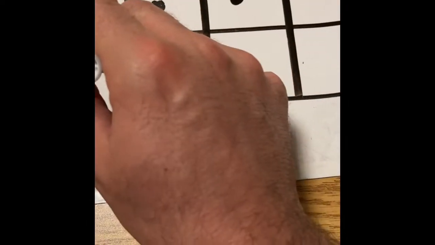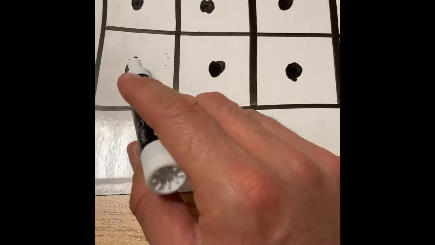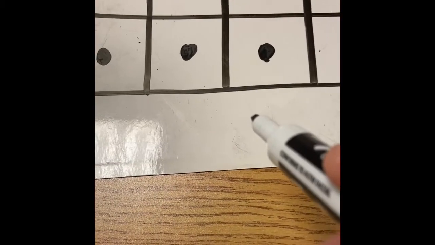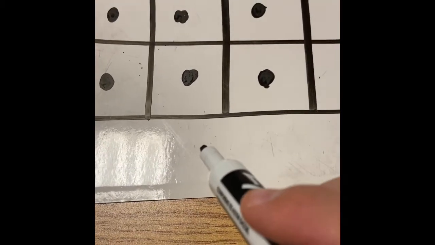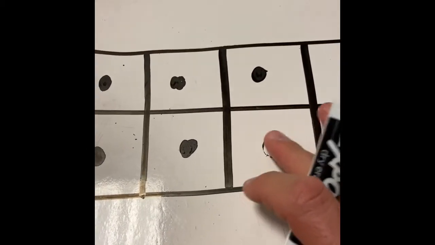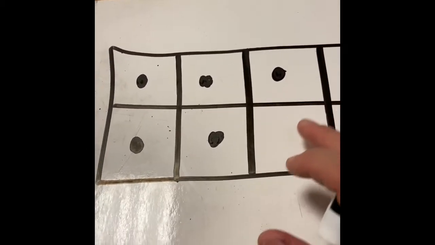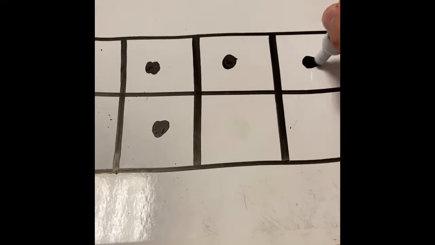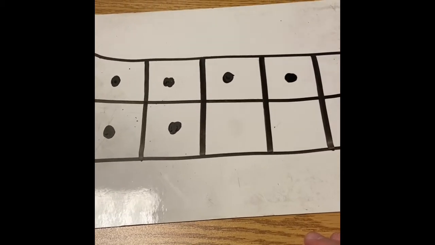So you would have to count. We have 1, 2, 3, 4, 5, 6. Okay? Now, what if I did 6 a different way? What if I did 6 this way? Is that still 6, boys and girls, on our tens frame?